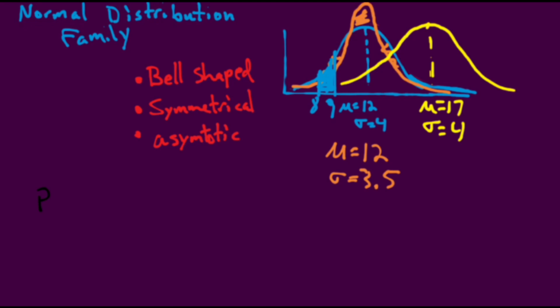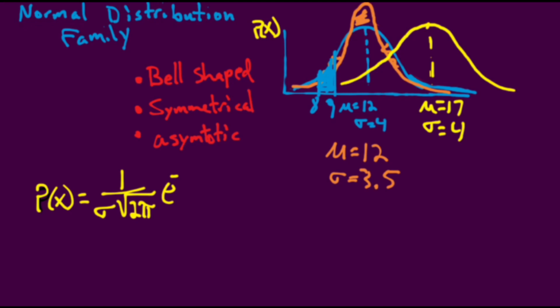Let's pick a different color, because that's going to be hard to read. So the formula, P of x. So what is the probability associated with an x? What is the value at any particular x? We can write it as 1 over sigma times the square root of 2 pi, times e to the negative x minus mu squared.